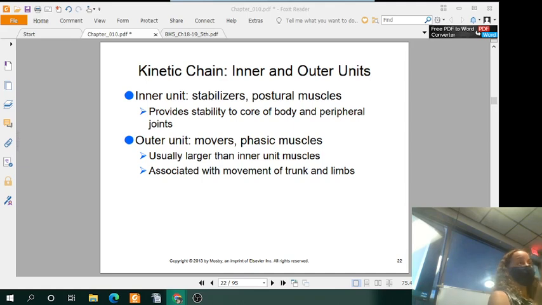Outer, just like they're called the outer unit, right? The outside surface is closer to the outside or more superficial. And they're normally larger, and they normally move the trunk and the limbs. So our external obliques, our erector spinae, our rectus abdominis, all closer to the outer surface of our organism.